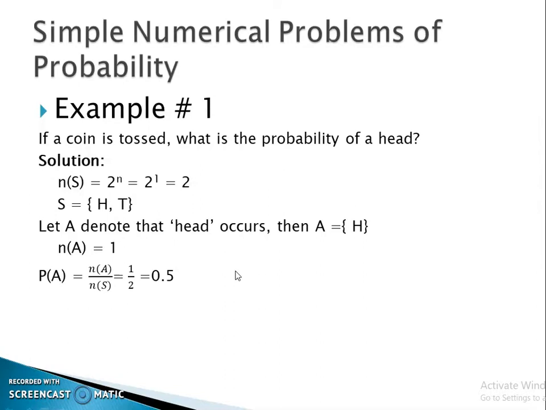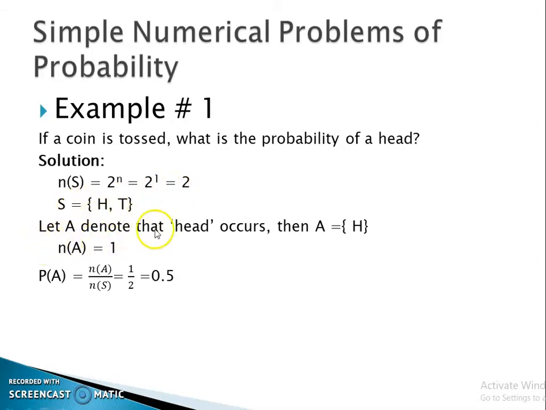Simple numerical problems of probability. Example number 1. If a coin is tossed, what is the probability of a head? When we toss a coin, the number of sampling points in the sample space is 2 raised to power n. This is the formula for getting number of sampling points in the sample space when a coin is tossed. 2 is meant for 2 faces, head and tail, and n is for number of coins or number of tosses. In this example, n is equal to 1, so 2 raised to power 1 equals 2. There are 2 possible outcomes, head and tail, in the sample space S.